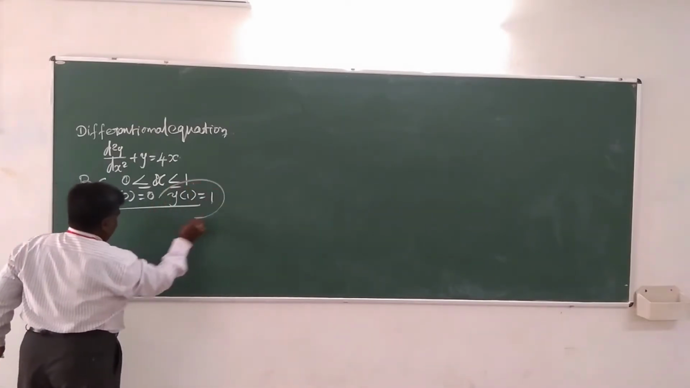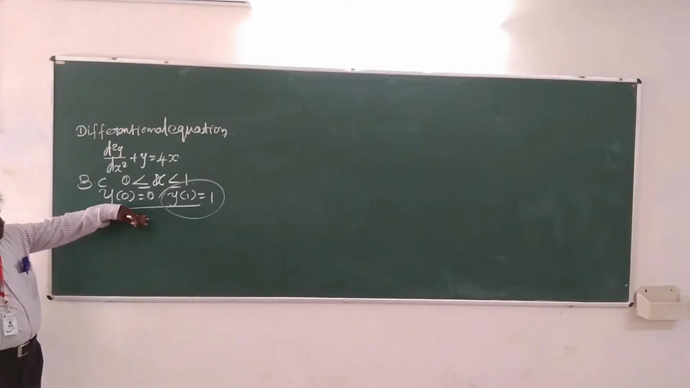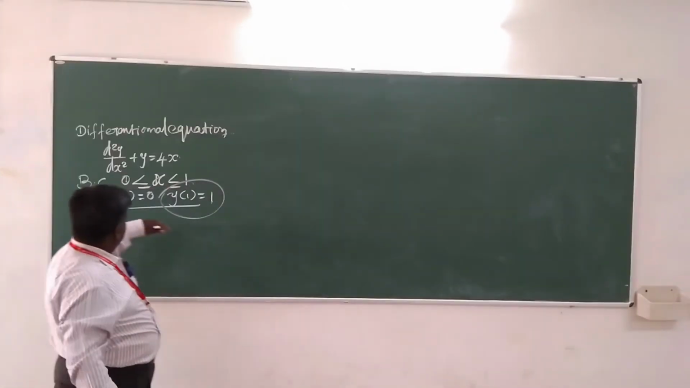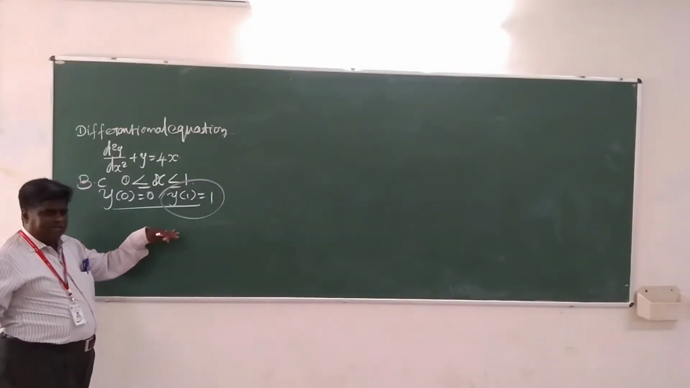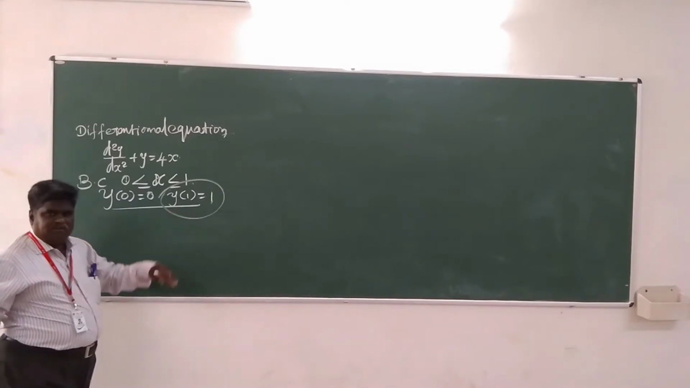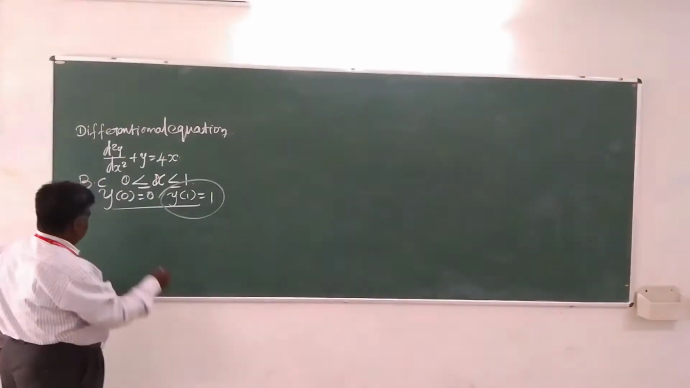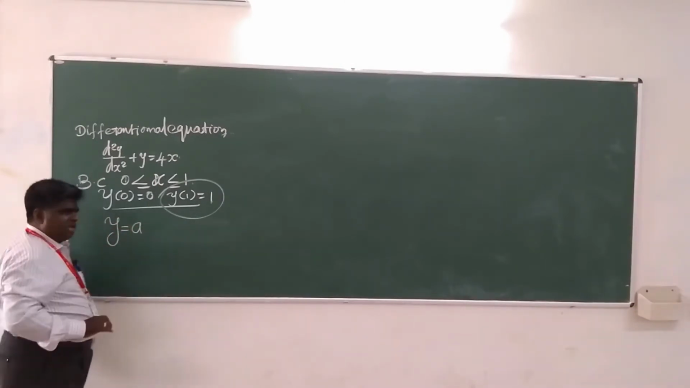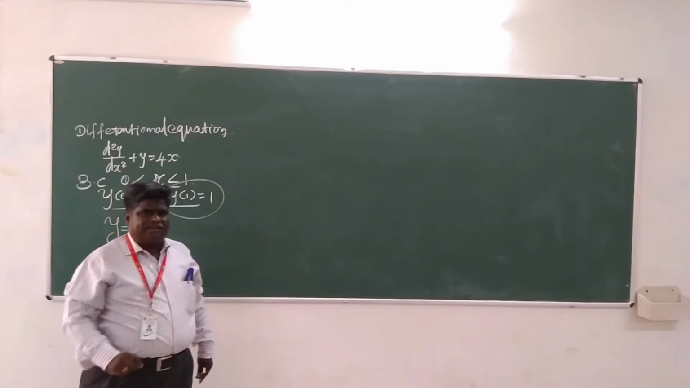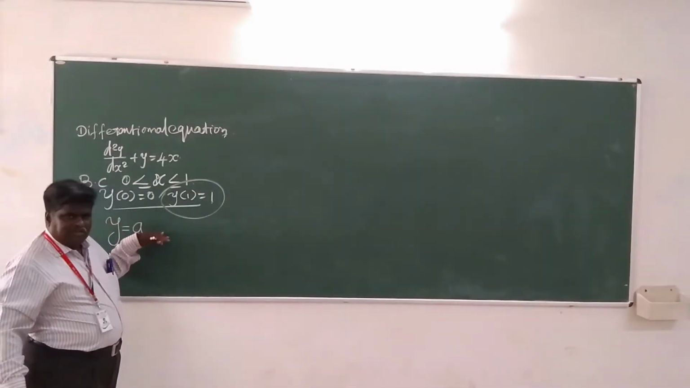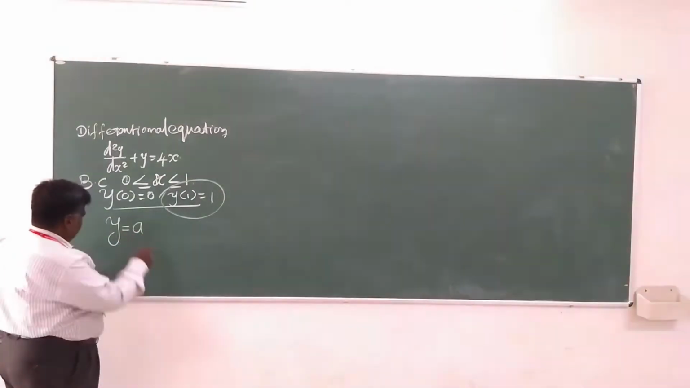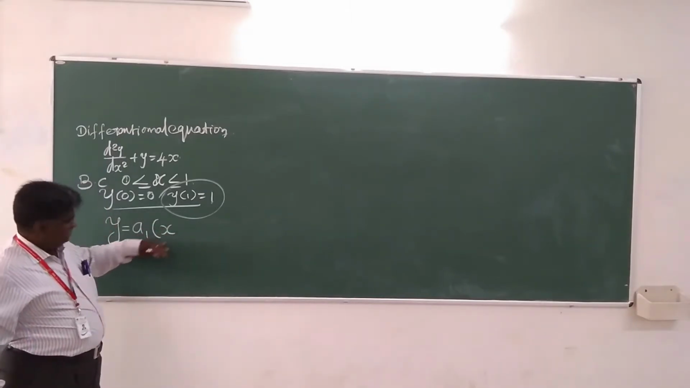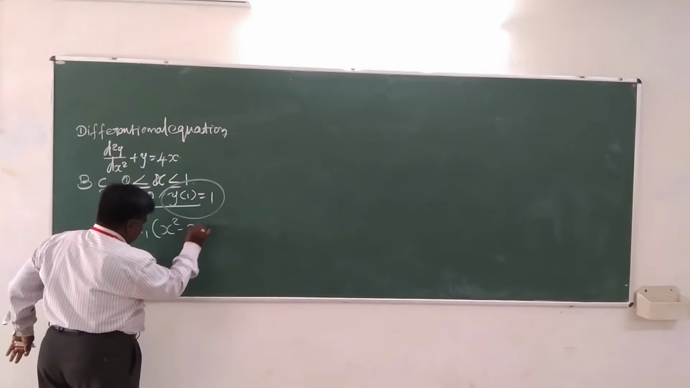So based on these boundary conditions, this problem is a non-homogeneous equation. In this problem the trial function equation is not given, so we have to assume the initial trial function. The problem is asking for a one-term solution, so we have to formulate it. Initially I am assuming the trial function y equal to a1 times (x square minus x).